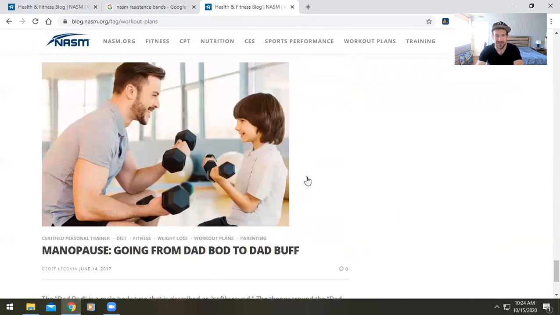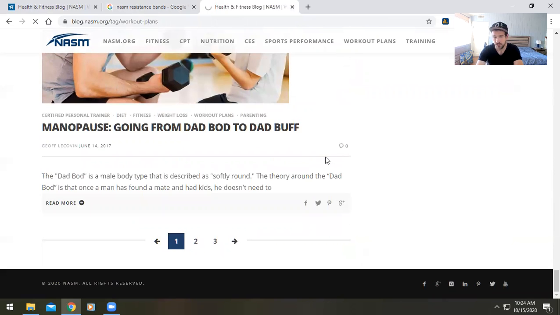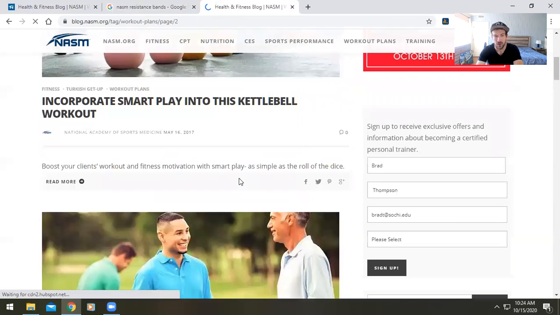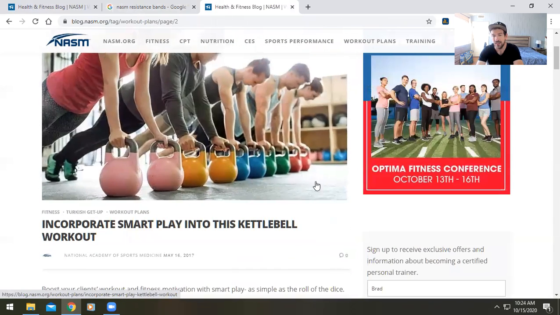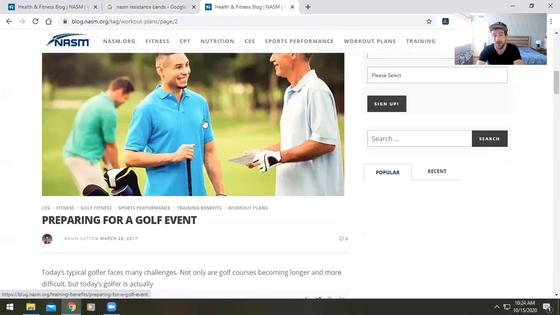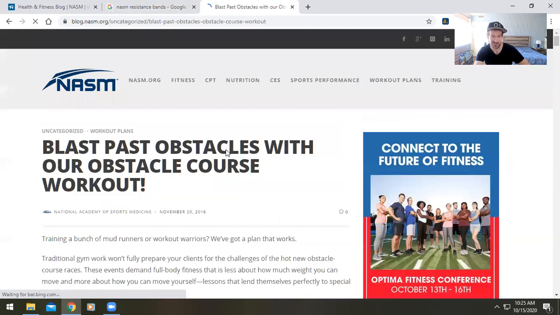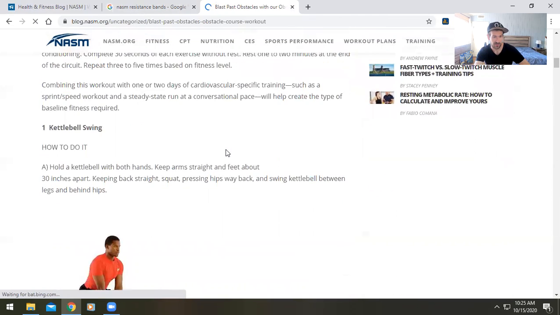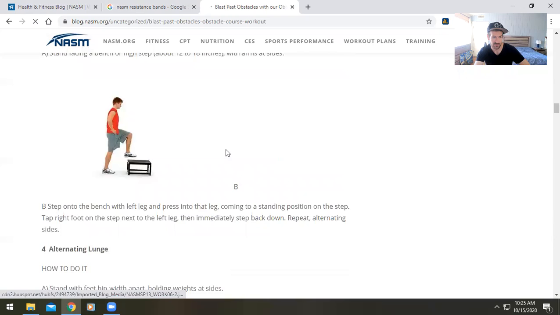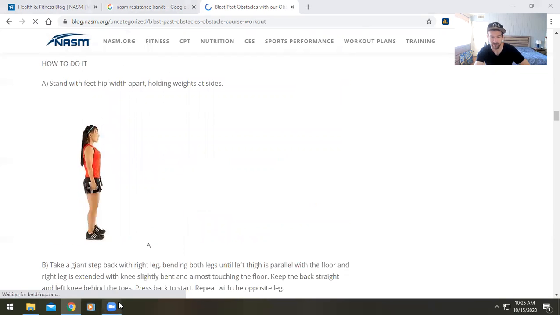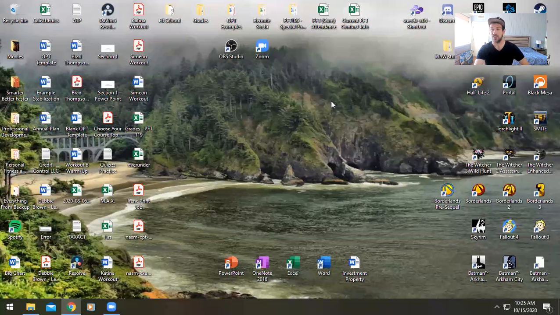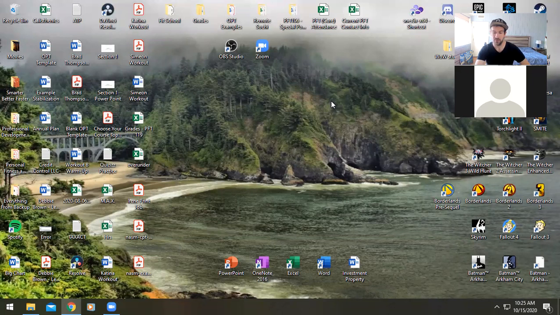And they're just little articles that have how to incorporate play into kettlebells, preparing for golf, just little things that are fun. Oh, there we go. Obstacle course workout. These are brutal, which is a fun one. Kettlebells, push-ups. That's a lot of bodyweight stuff. Boot camping. So yeah, check out their blog. And then we'll teach you how to build some workouts starting next week, actually. We'll get into writing workouts next week.